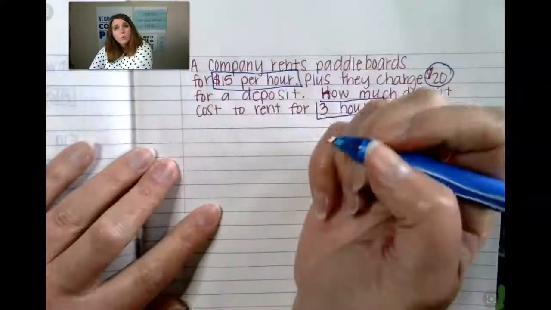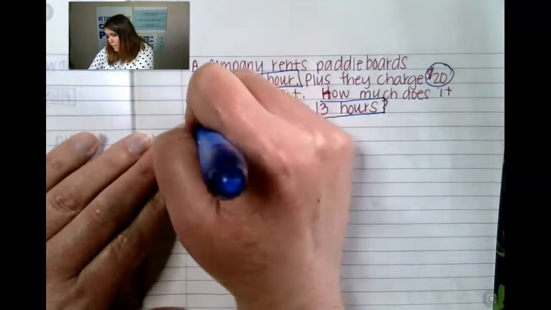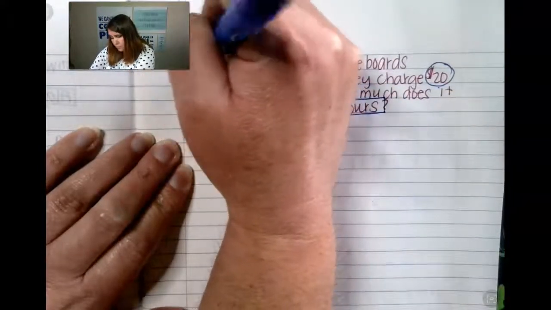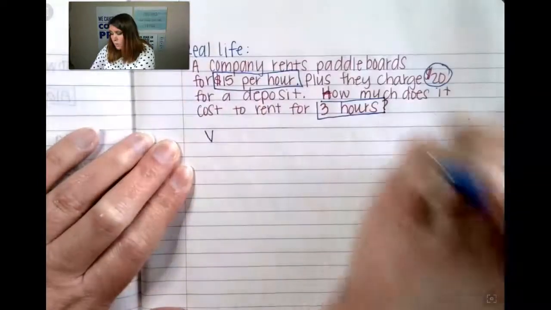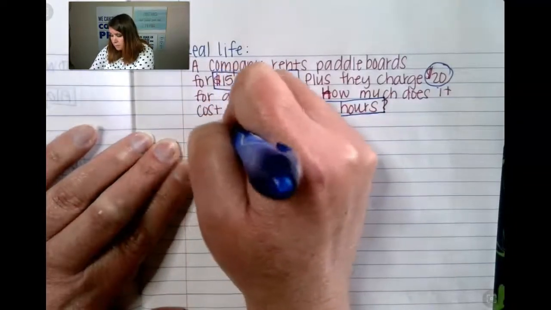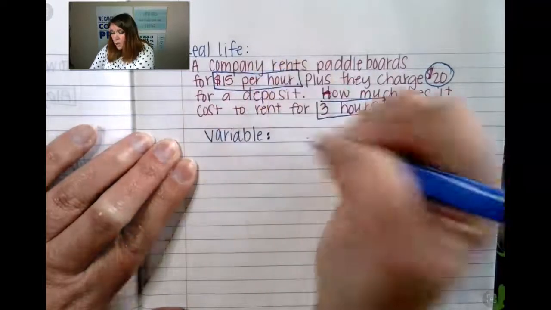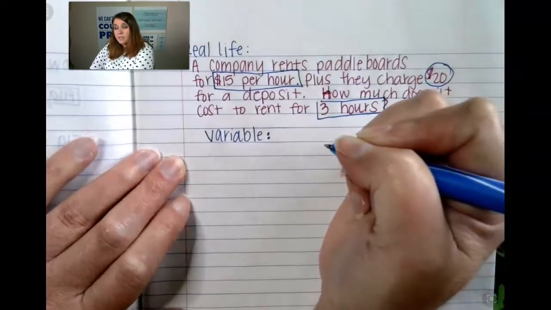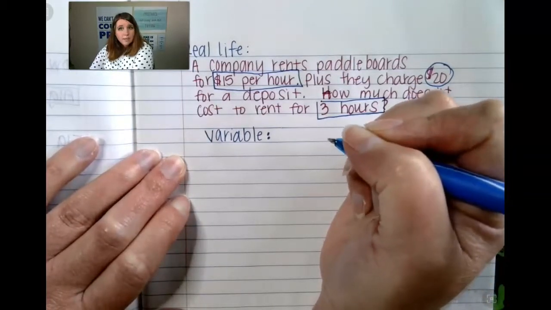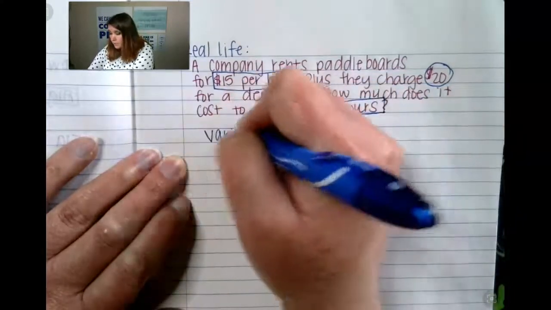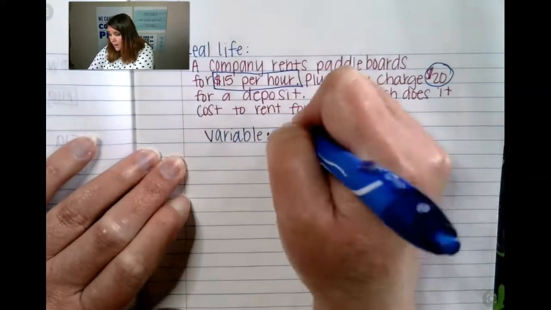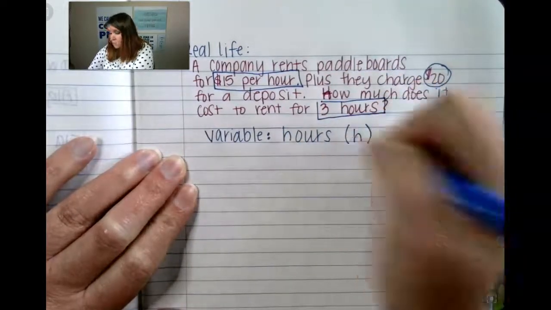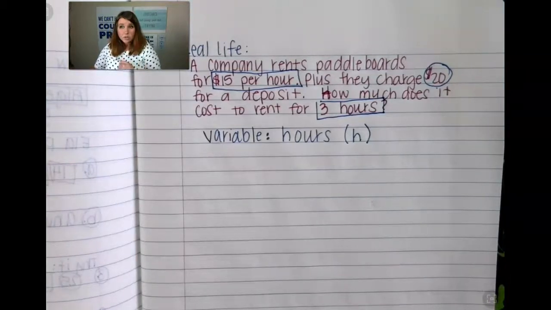So there's some things that we're going to look for. One, in a problem like this, a real life problem, we want to know what is our variable. What is the thing that's going to change? It usually is time. It's usually things like the cost, something like that. So here it's hours. The variable here is hours. What is going to change? So hours. And I am going to use H because H to me means hours.